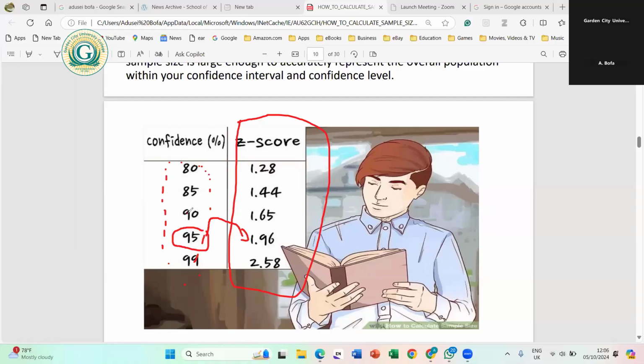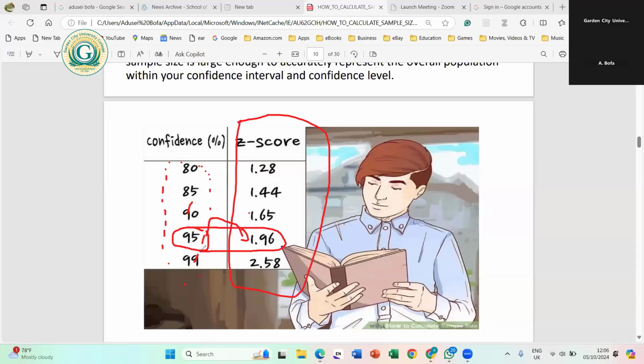If I'm saying I'm using 90, the respective Z score is 1.65. And I'm using 99, the respective Z score is 2.58. 80 is 1.28, 85 is 1.44. But in most cases in research, this is what we use, 95%.